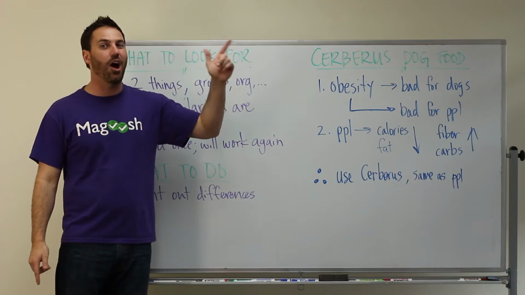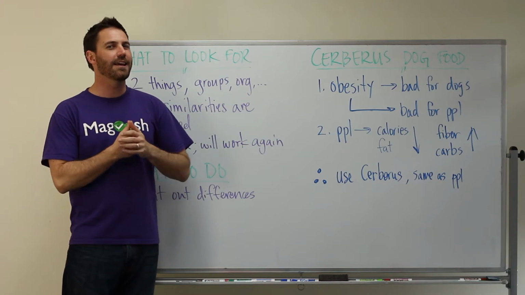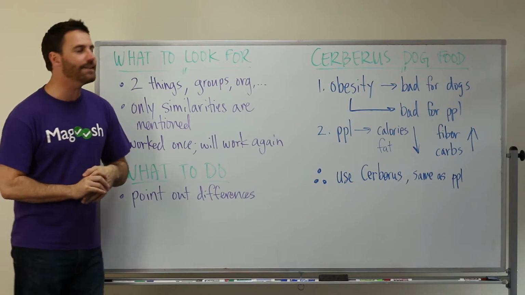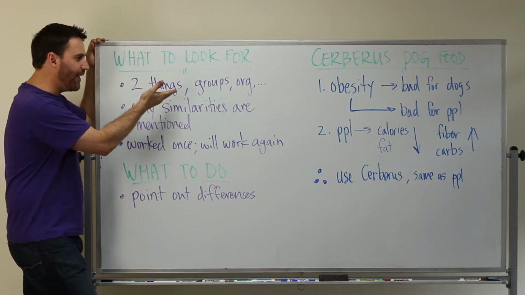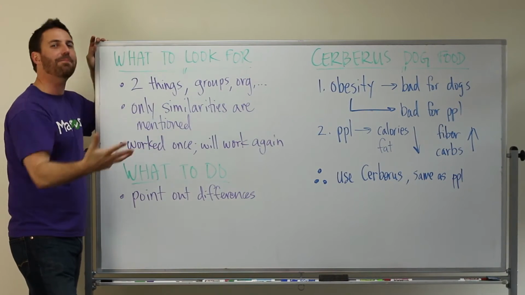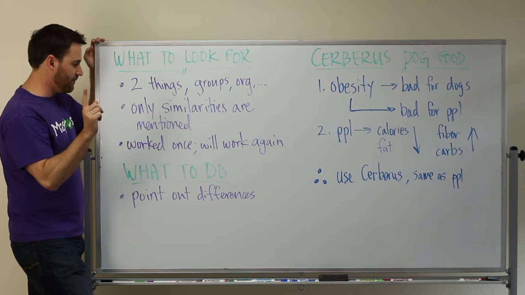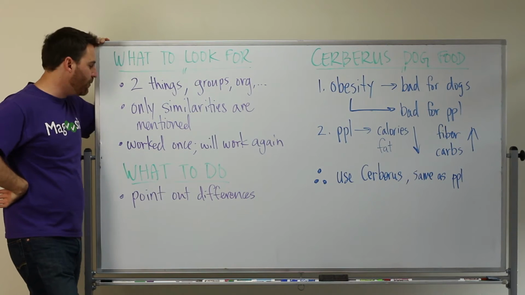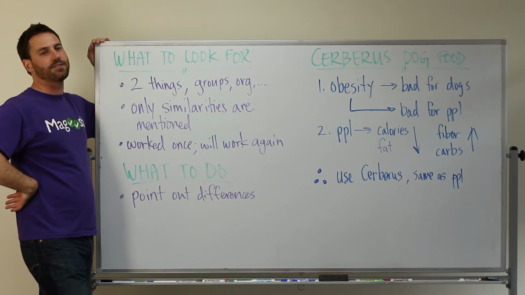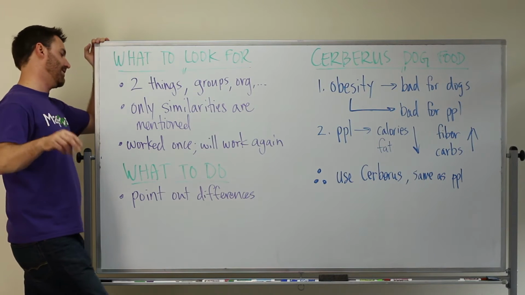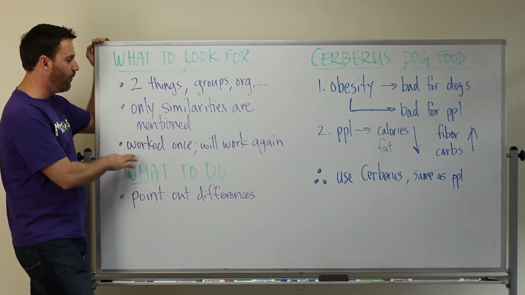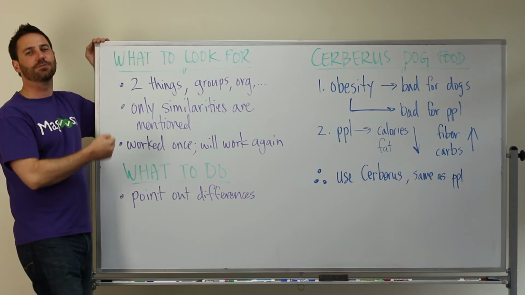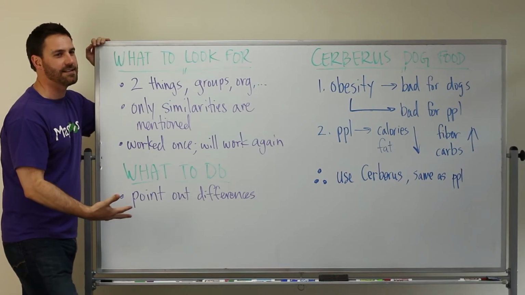That is a common flaw that appears in our reasoning, and it's going to appear on the GMAT. So what to look for? Look for two things, two groups, two organizations, something in the argument. That's going to be your first clue. Second clue, they only talk about the similarities between the two groups, or the two things, or the two organizations. There's no mention of any differences. And finally, they'll often talk about how it worked once with one group, so it'll work again with another group. And then they'll draw that conclusion and say, okay, so we can say these things.